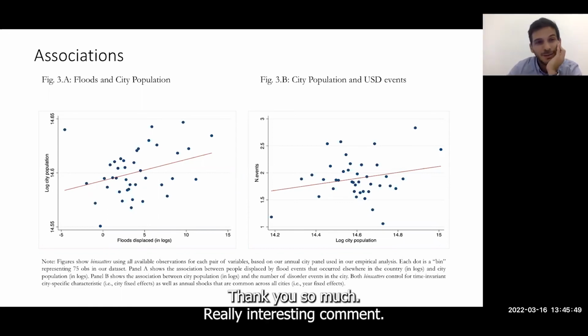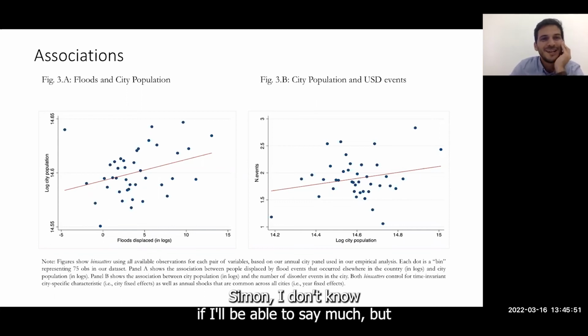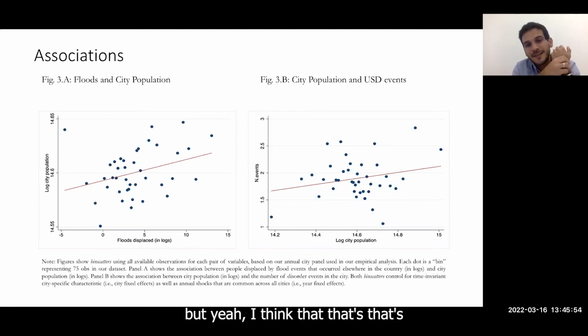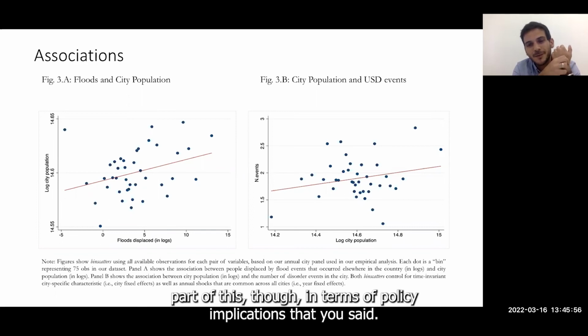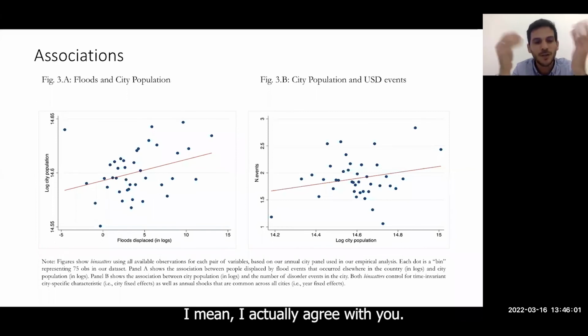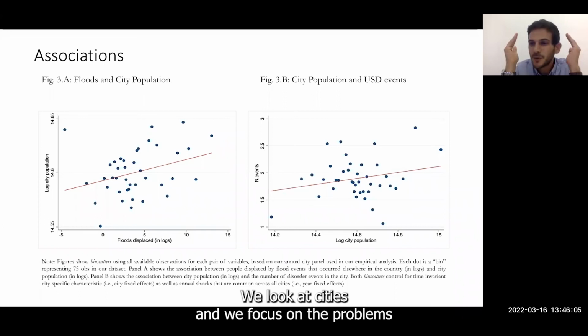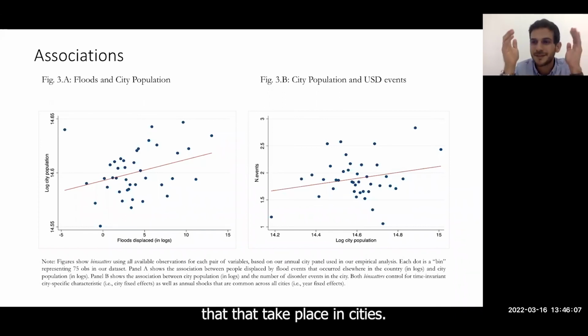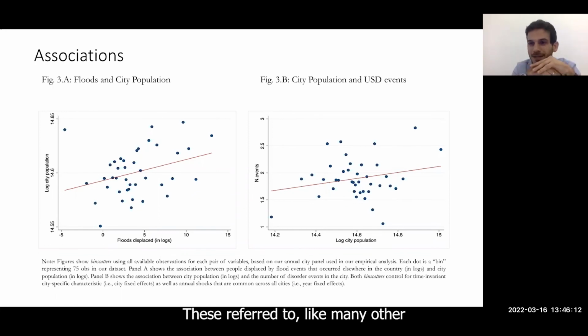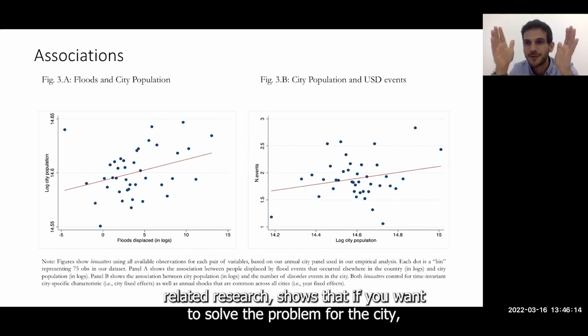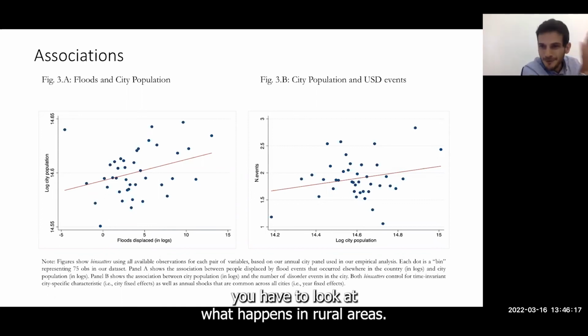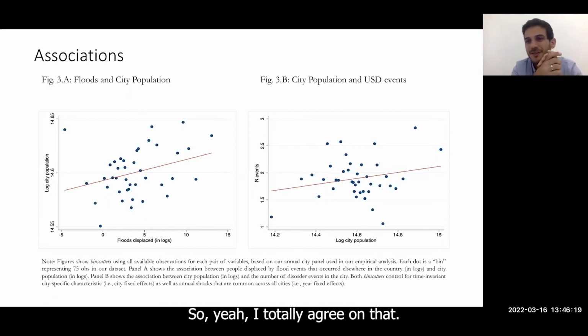Sure. Thank you very much. Really interesting comments, Simon. I don't know if I'll be able to say much, but in terms of policy implications, as you said, I just agree with you. I'm an urban economist, and like many of you, we look at cities and we focus on the problems that take place in cities. This research, like many other related research, shows that if you want to solve the problems of cities, you have to look at what happens in rural areas. So I totally agree on that, and that's part of the implication here.